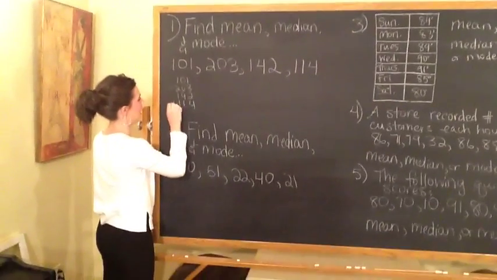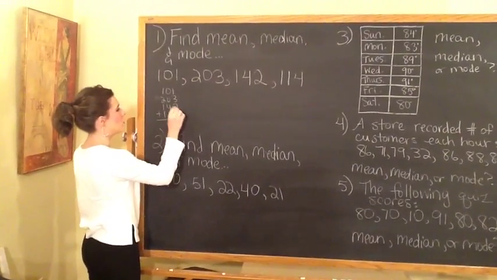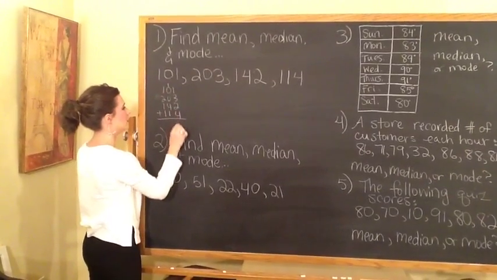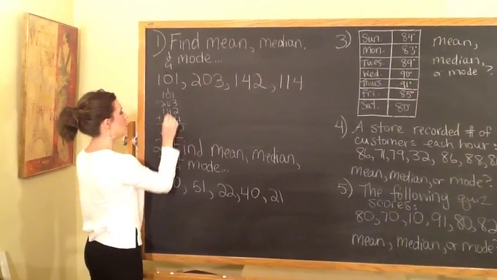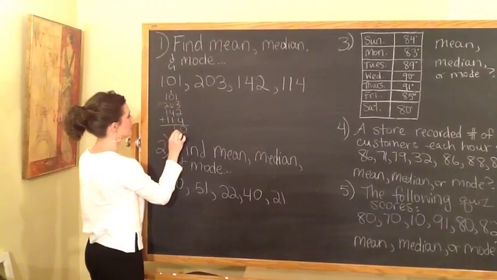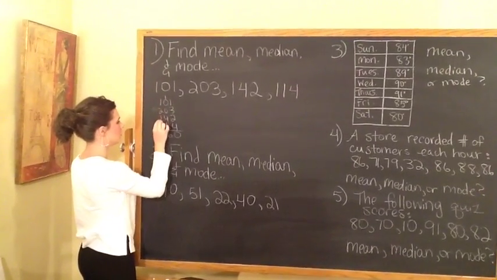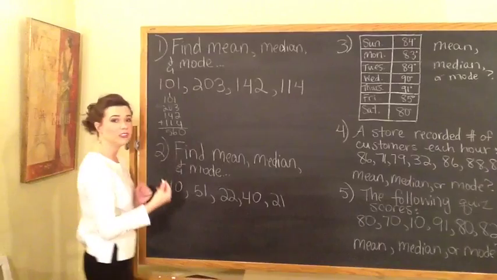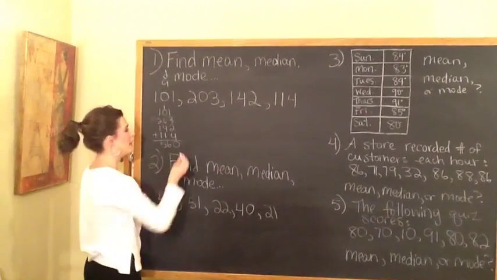Alright, so I'm going to go ahead and add them all up. We have 4, 5, 6, 7, 8, 9, 10. Then we have 4, 5, 6. Then we have 1, 2, 3, 4, 5. So we have 560. Now I'm going to go ahead and divide by 4.